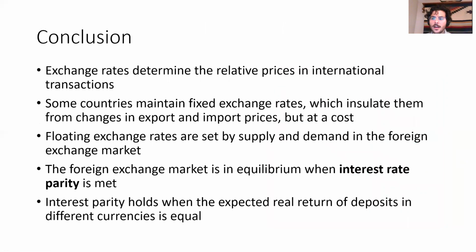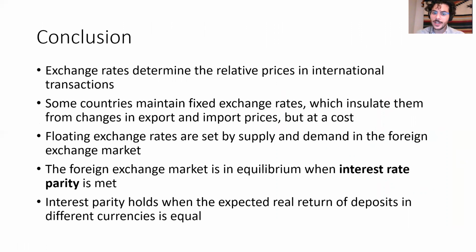So to summarize, exchange rates are very important in international economics and international finance because they determine relative prices of most all international transactions. Some countries maintain fixed exchange rates, which insulate them from changes in export and import prices, but these do come at a cost.